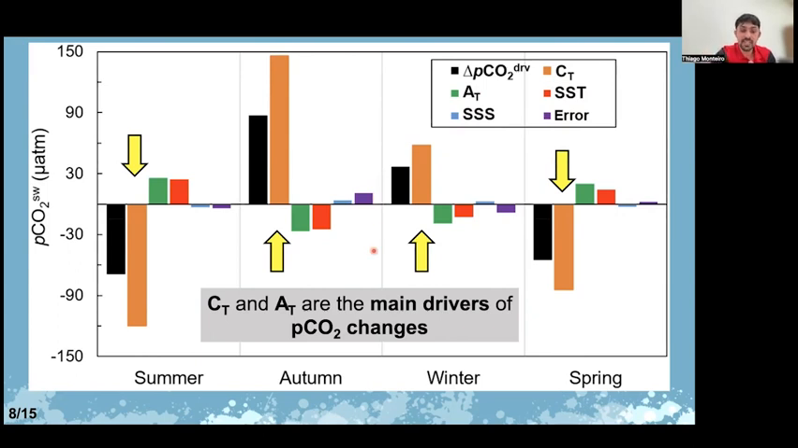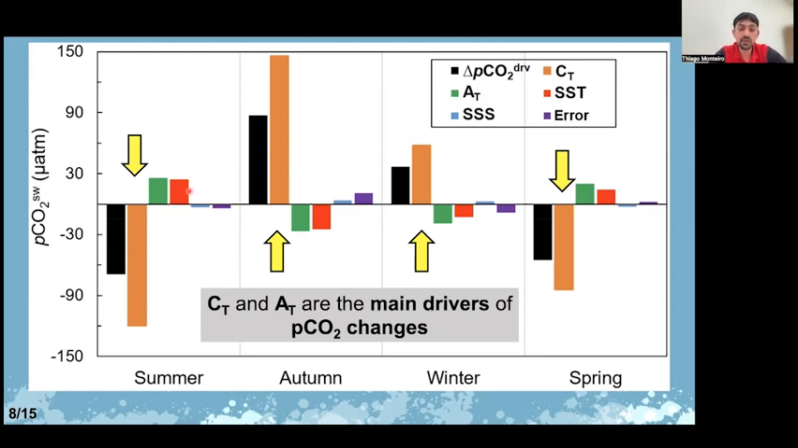And what we can see very clearly here is that the main driver of the pCO2 change is the total dissolved inorganic carbon, and the second driver is the total alkalinity. Temperature has an influence as well, but not so much, for example when we remove the temperature effect by normalizing the pCO2 to the temperature effect.